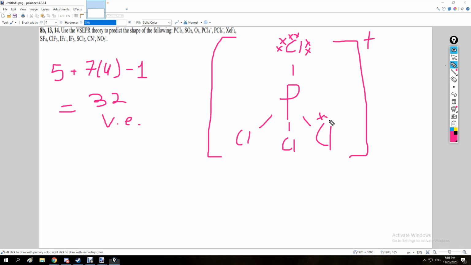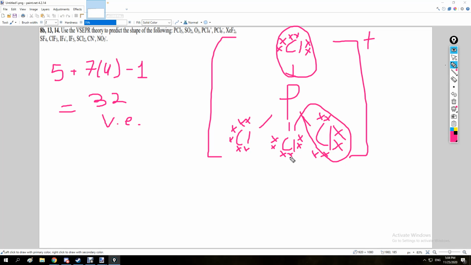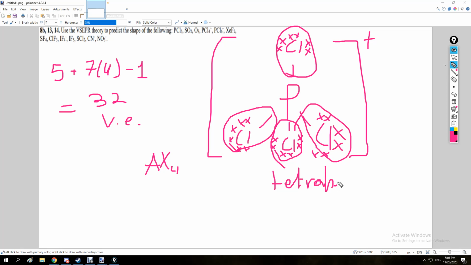Filling the octet of the outer atoms. And once we're done, we're going to check how many electrons we've already drawn. So all of this is 8, 16, 24, and 32. We have no electrons left. So this is in the format AX4, which is tetrahedral, and it's a non-polar shape, but remember that ions are always polar regardless of their shape.